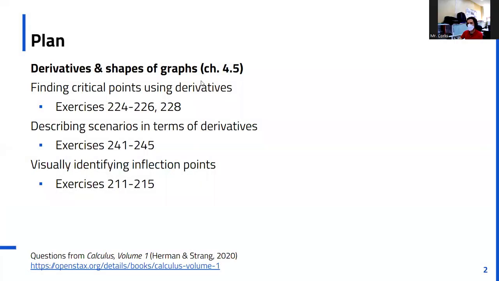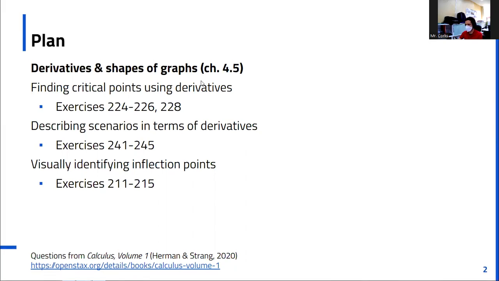So these are the questions I'm planning to get through. We have 4 on finding critical points: minimums, maximums, those turning points, and inflection points using derivatives. Then 5 questions trying to explain various scenarios in terms of derivatives. And then another 5 looking at graphs and trying to identify inflection points, which I know we did and doesn't sound that hard, but you'll see the questions are a little trickier than we might think.